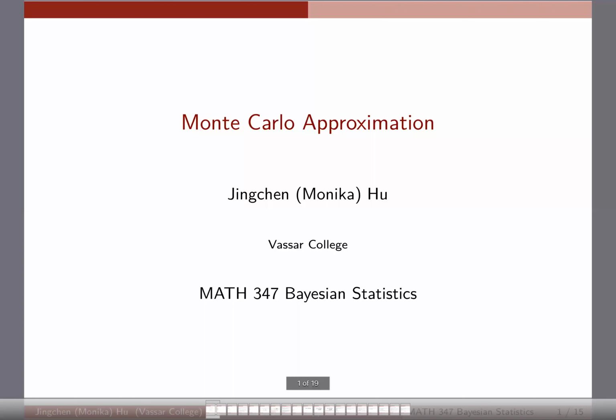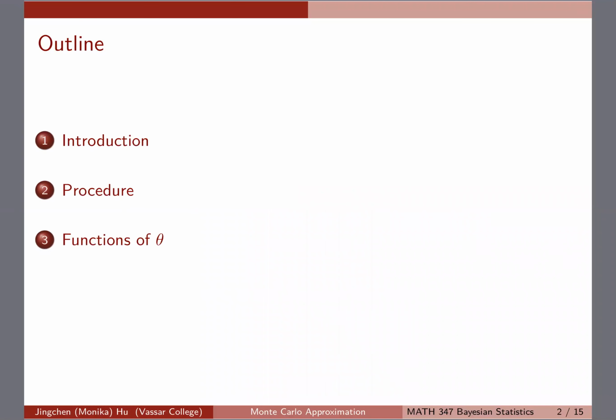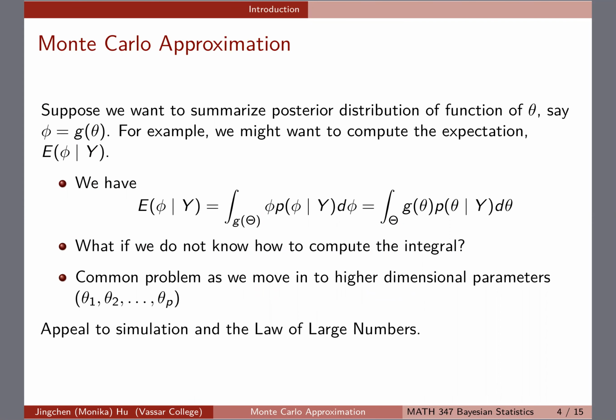Okay. The second topic for today is to give you some background about Monte Carlo approximation and give you some extra exercises or examples to see how Monte Carlo approximation can be useful. Actually, we can use Monte Carlo approximation based on certain theoretical results. Suppose we want to summarize the posterior distribution of a function of theta.